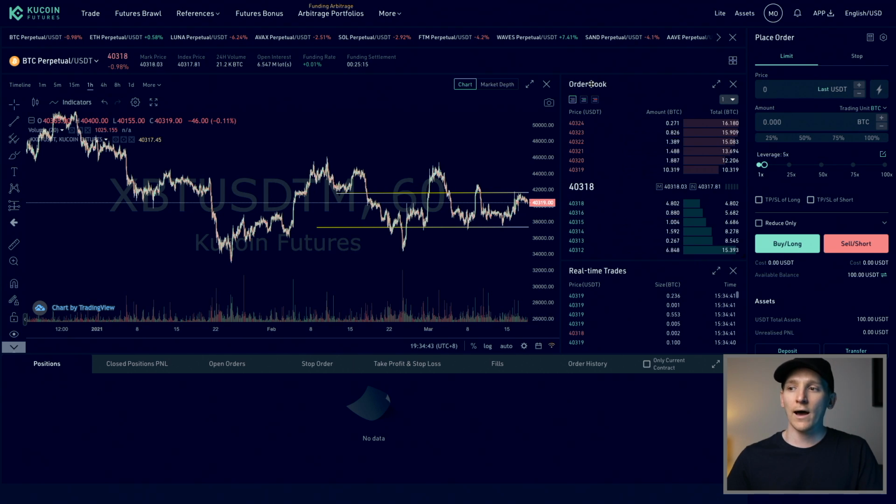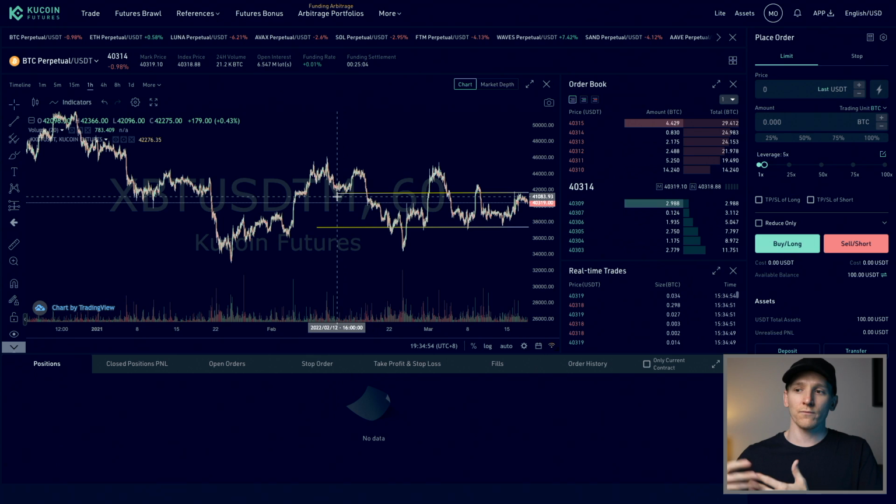For now, I'm just going to very simply go through placing an order and then a very simple trading strategy that I think is very simple for beginners to get into. That is a support and resistance strategy.